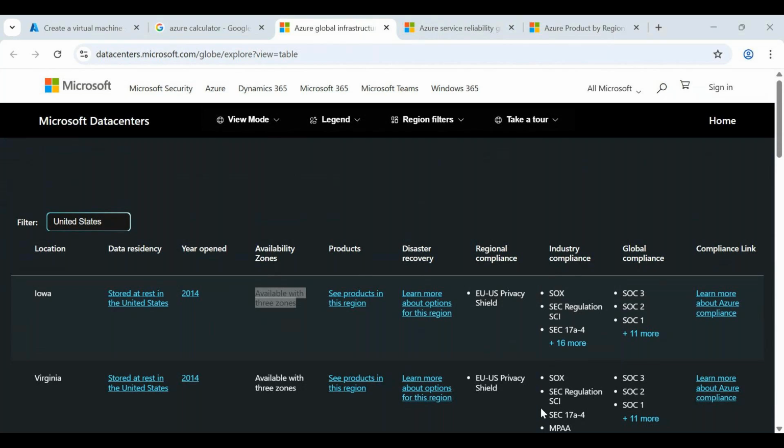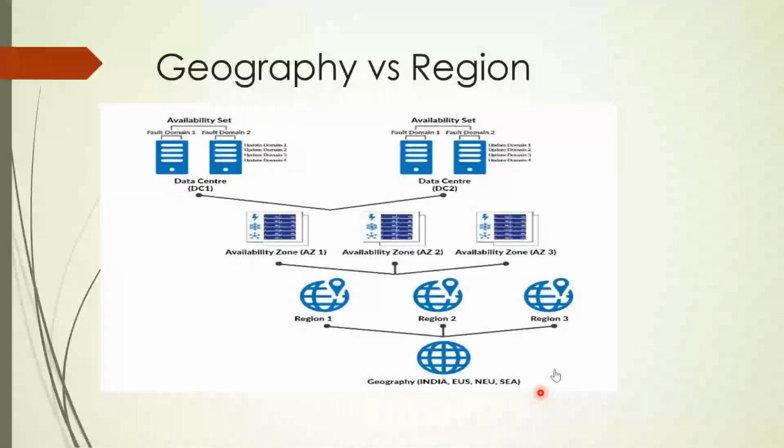Okay, now let me take you to the slide. Now you can understand what I was mentioning. On the screen you can see India, US, Europe, and so on; this is called geography. Every geography will have multiple regions, like I showed with the US example: US East, West, and Central. Every region will have different availability zones, and every availability zone will have different data centers, in different places.